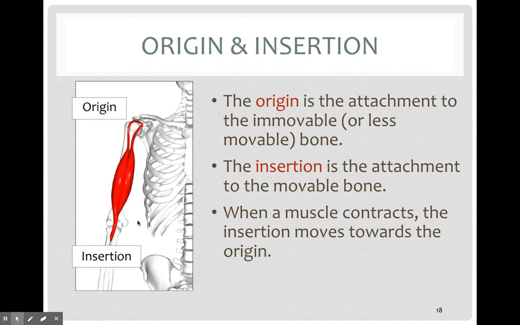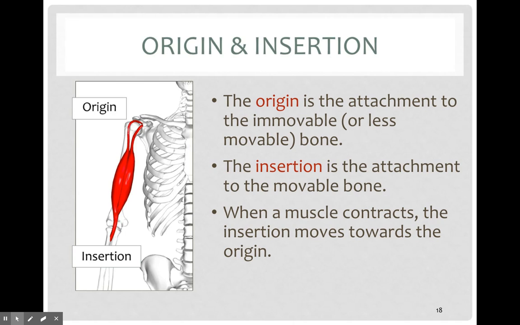Origin and insertion. The origin is the attachment to the immovable or less movable bone. So in this particular example, the origin is up here in that ball and socket joint. Okay, it's attached to a more immovable point. We call that the origin. The insertion is the attachment down here on your radius and your ulna. That's a more movable bone. That's the bone that contracting your biceps causes to move. That's the insertion point. When a muscle contracts, the insertion moves towards the origin.